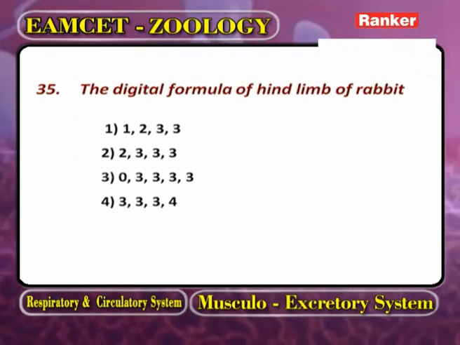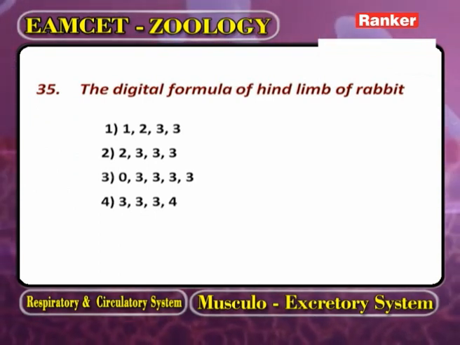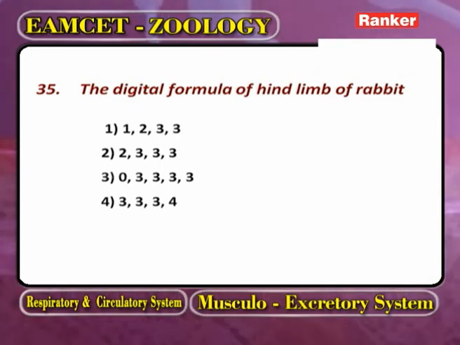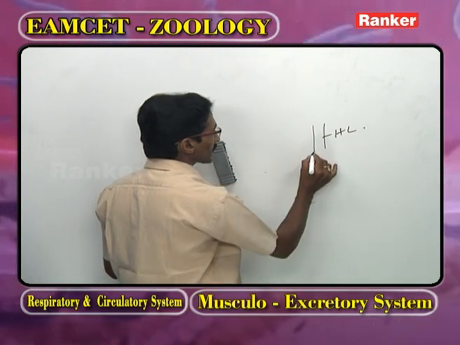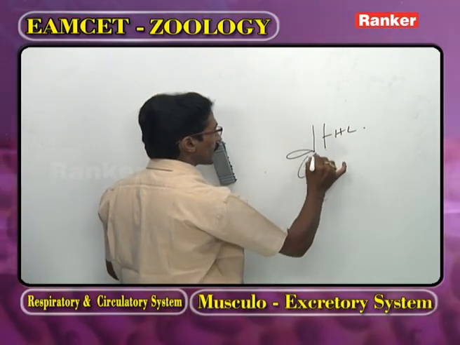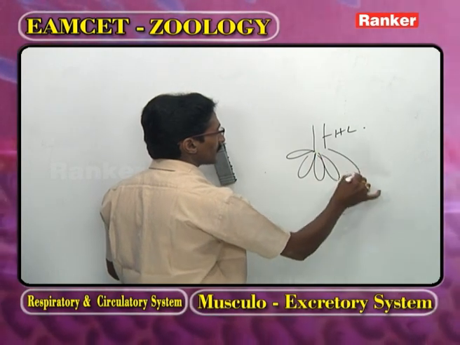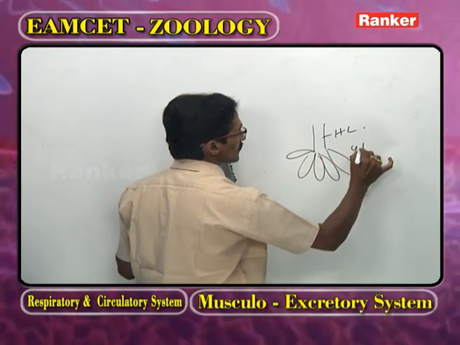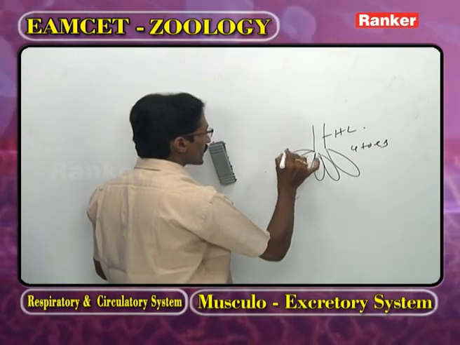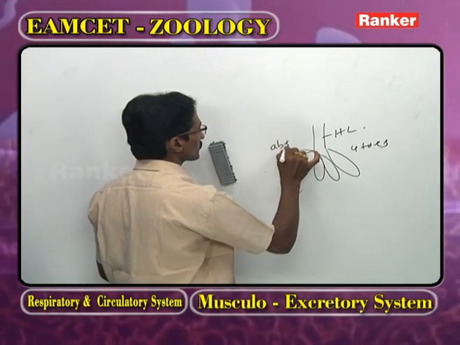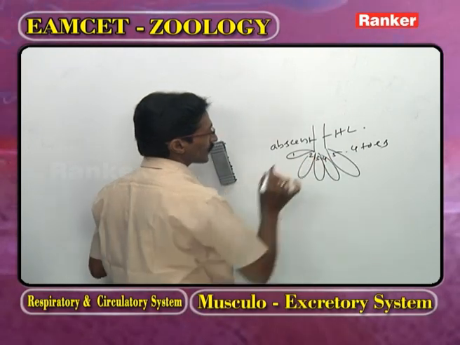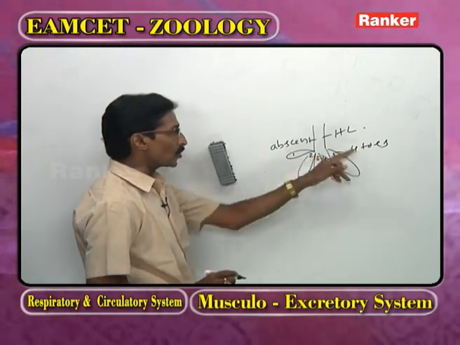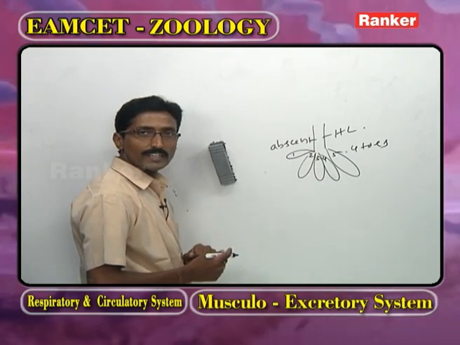The digital formula of hind limb of rabbit. Now this part we call the hind limb. In the hind limb, how many toes are present? That is 4 toes. The first toe is absent. This is the second toe, third, fourth, fifth. How many toes are present? Only 4, because the first one is absent.